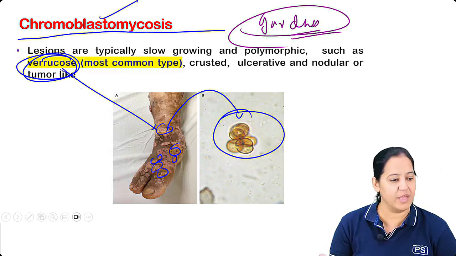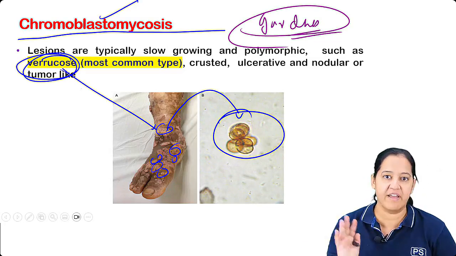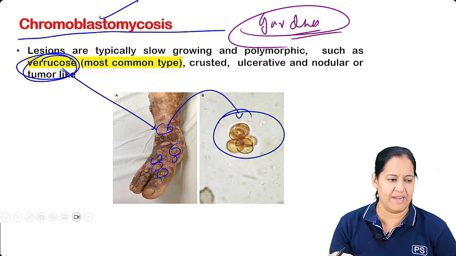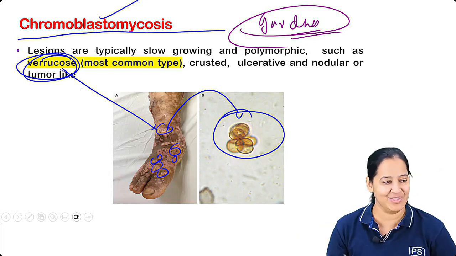Gardener will be a clue. So they are talking about some disease which enters via thorn prick. So you can write down anywhere that entry is by thorn prick. I don't know whether I gave it in writing or not. Okay, let's move ahead.